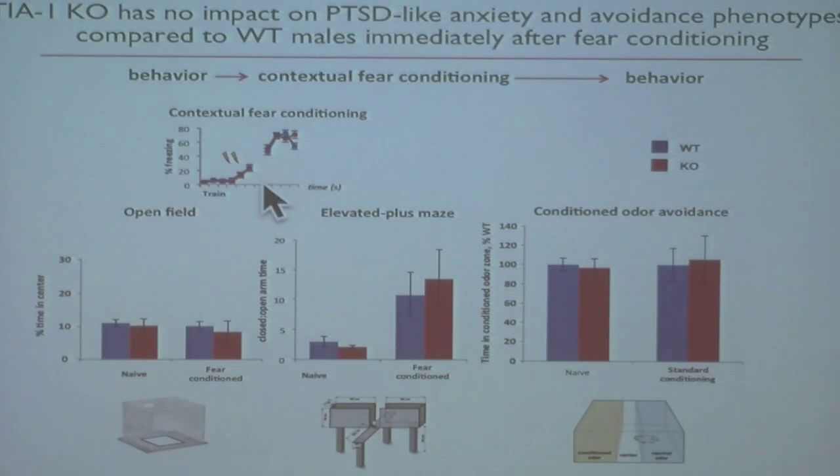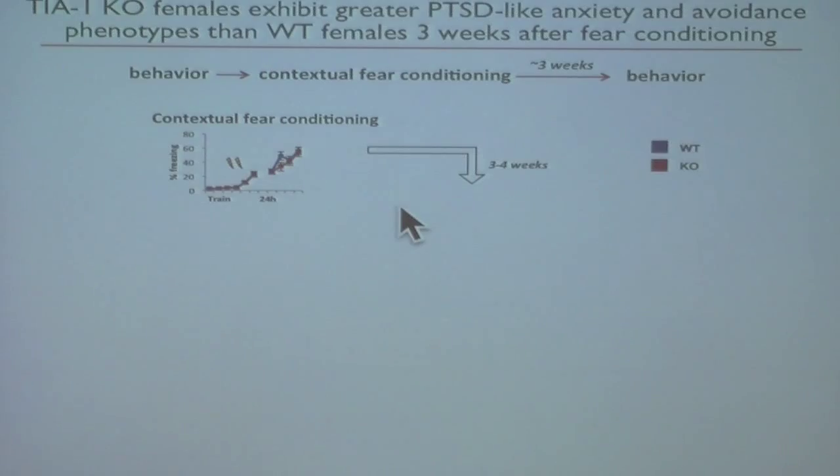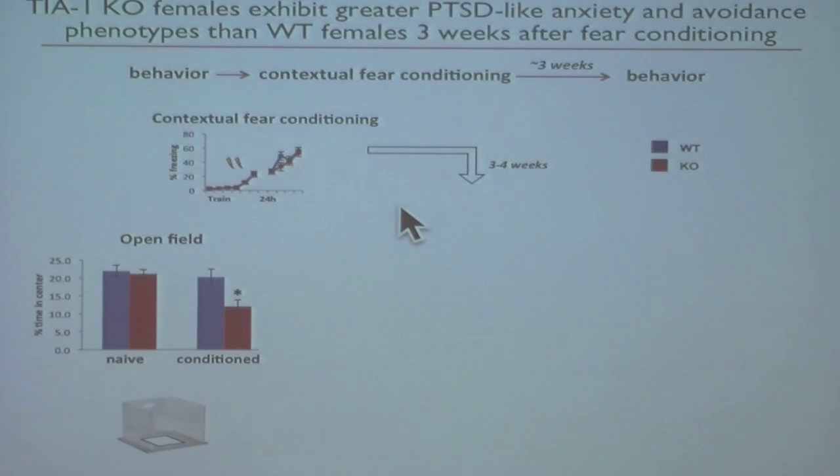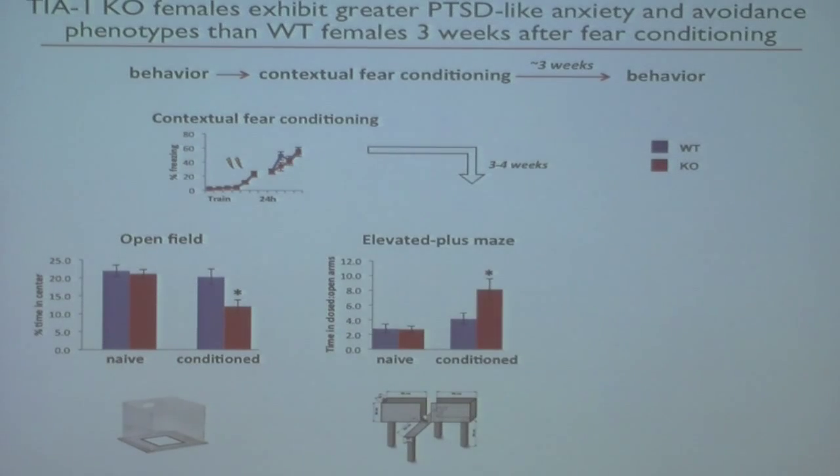So if you look at the learning process itself for contextual fear, which we used, using different kinds of tests: open field, elevated plus, conditioning odor, there's no difference in TIA between the wild type and the knockout. So you don't see any difference in the learning process per se. But if you look 3 to 4 weeks later in the memory process, looking at the females, you see they spend less time in the open field. Open field is an anxiety-producing situation because you don't know where you are. If you put them in elevated plus maze, they don't like to be in the open arm. They spend more time in the closed arm.